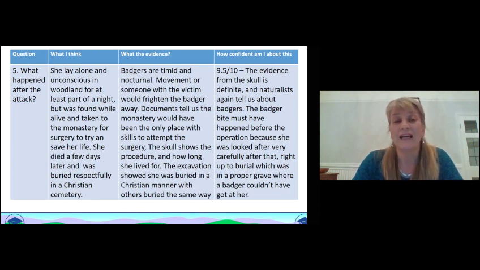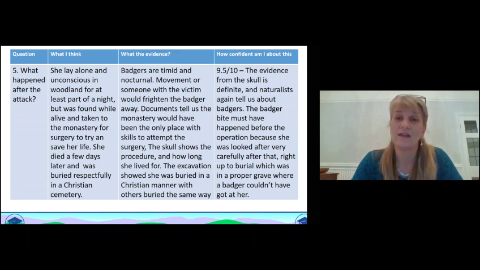Well, I think she lay alone and unconscious in woodland for at least part of the night, but was found while she was still alive and then taken to the monastery for surgery to try and save her life. She died a few days later and was buried respectfully in a Christian cemetery.